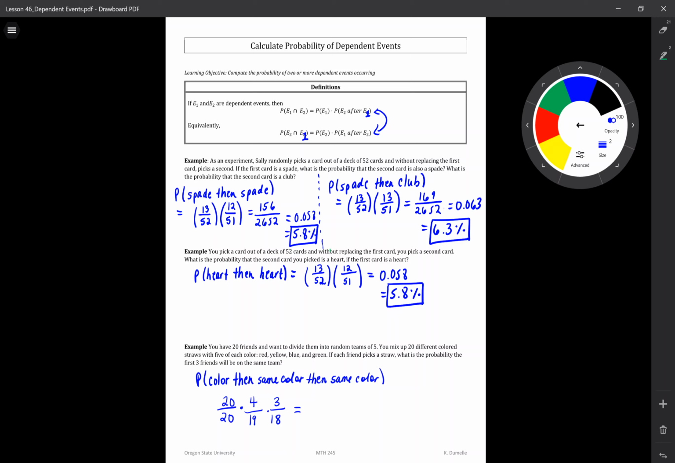So here on the top, I have 240 over 20 times 19 times 18, which is 6,840. And this is equal to 0.035, which is 3.5%. It would be a little bit different if you wanted them to be on a particular team. Like if you wanted them to be on blue, then you would do it a little bit different. But since it doesn't matter which team they're on here, this is how we do this problem.